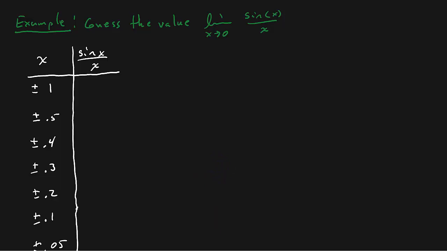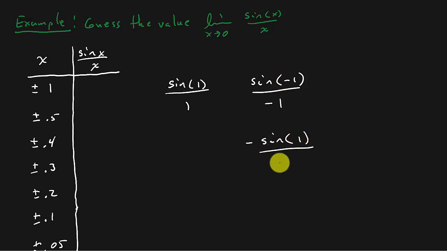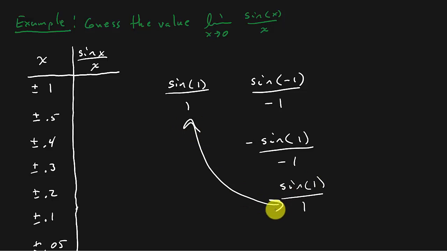So this will be kind of a good little review on trig for you. If I do the sine of 1 over 1, that's plugging 1 in. Now, let's plug in the sine of negative 1 over negative 1. Remember your negative angle identities in trig: sine of negative 1 is the same thing as negative sine of 1, over negative 1, and the negative and negative make a positive. So you can see I'm going to get the same result whether I plug in the positive or the negative of that number.